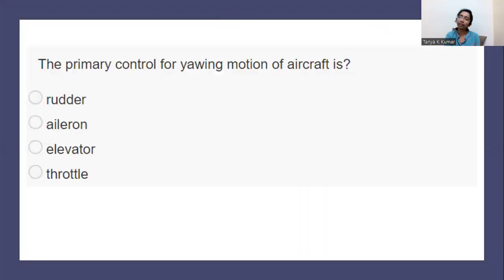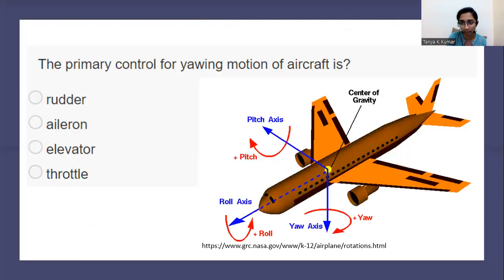Now, this is from the aircraft performance course. What is the primary control for yawing motion? So I hope you know the control surfaces of an aircraft. I've just put a picture just in case. So the three control surfaces are, these are the ailerons. Ailerons are on the wings. They are used to control the rolling motion. We have elevators used to control the pitching motion. Pitching motion is about this axis as shown here. And a pitch up, that is nose up, is considered positive. A rolling direction towards the right is considered positive.